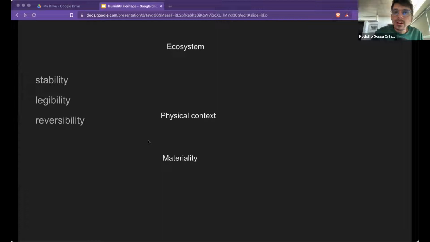Also, the well-known triple of conservation, if we care about it, is stability, legibility, and reversibility, and none of them appear.